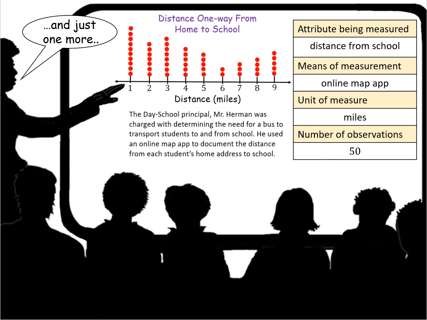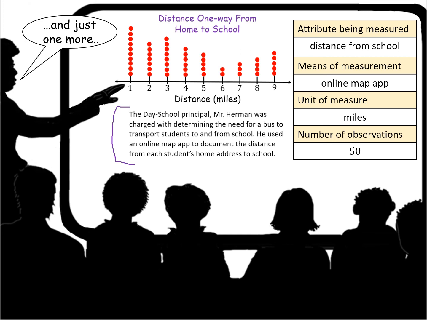The means of measurement, what did he use? Well, in order to measure the distance from school, he took the address, as it says in the problem, or in the scenario. He took the address of each student, and he put it in an online map app, which calculated the distance from school to home. So he used an online map app. And the unit of measure is miles.